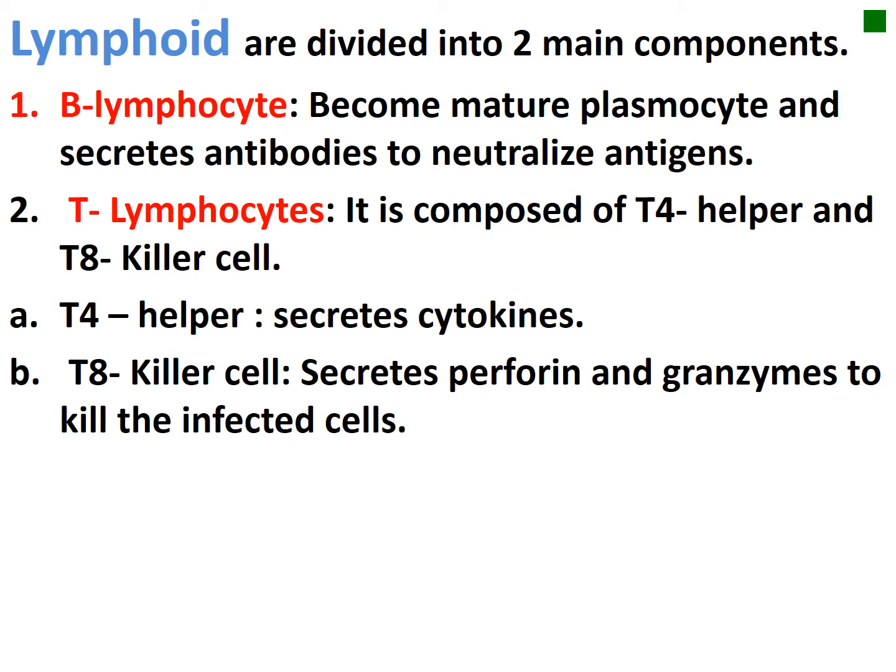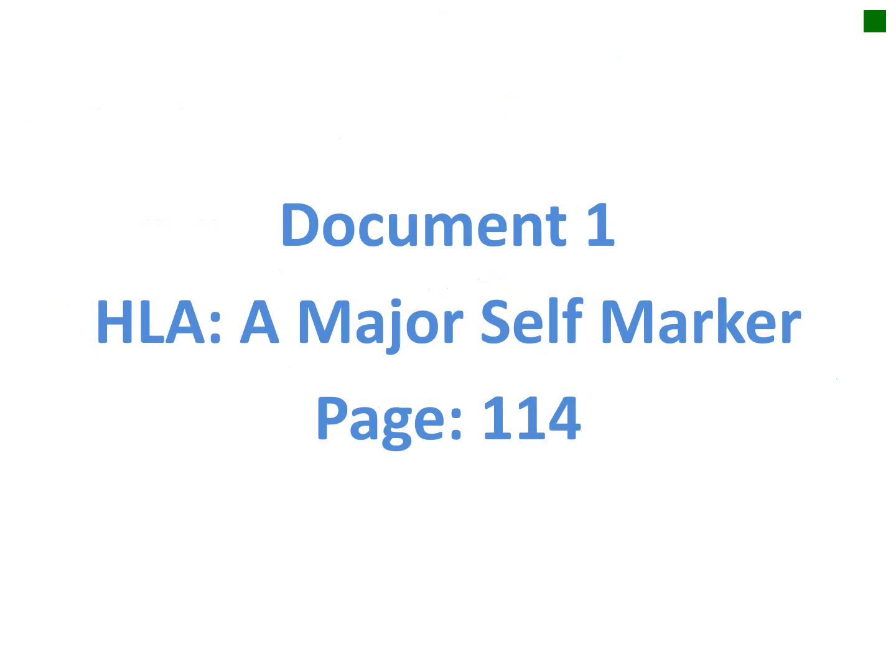Lymphoid, we have two main parts: B lymphocytes and T lymphocytes. B lymphocytes mature into plasmocytes or plasma cells that secrete antibodies to kill and neutralize the antigens. And we have T lymphocytes that are composed of T4 helper and T8 killer. T4 helper secretes cytokines, and T8 killer secretes perforin and granzymes to kill the infected cells.